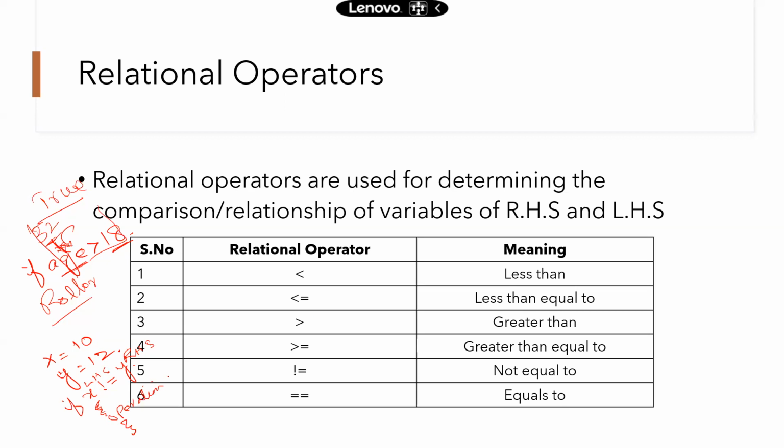Coming to the relational operators again, this is how we represent less than. This is less than or equal to. This is greater than or equal to, not equal to, and this is equal to equal to.